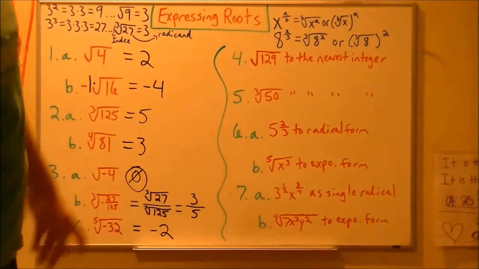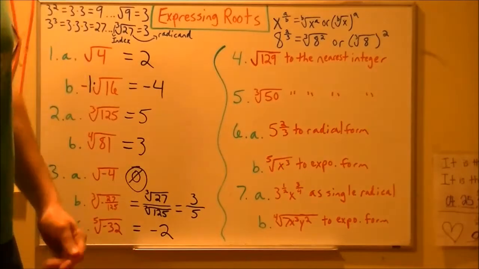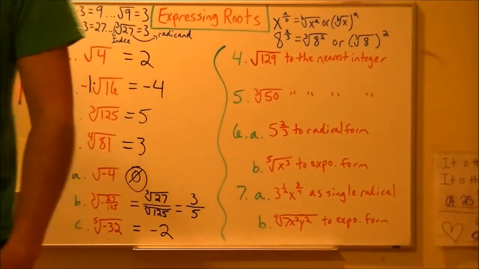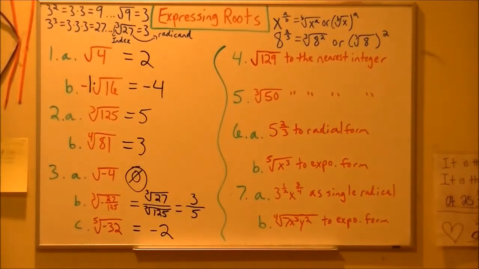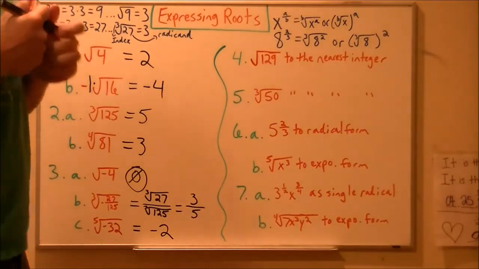Not too bad. Let's move on to number 4. Let's do the square root of 129. And what we're going to do here is just mentally estimate the square root of 129 to the nearest integer. Then use a calculator to find the square root of 129 to the nearest hundredth. Okay, so we're just going to round it to the nearest whole number.